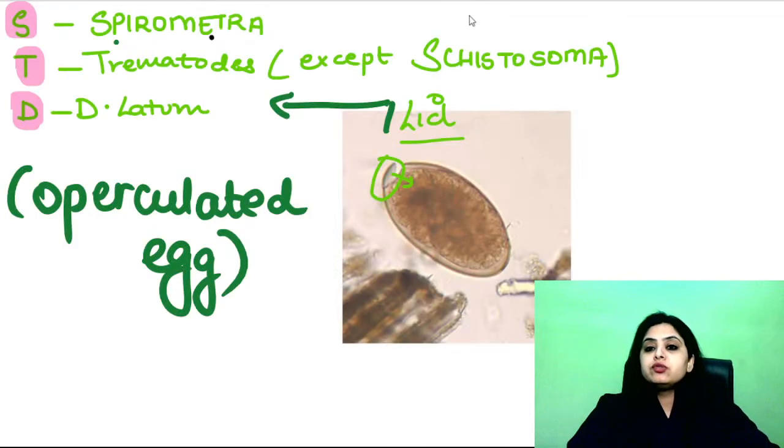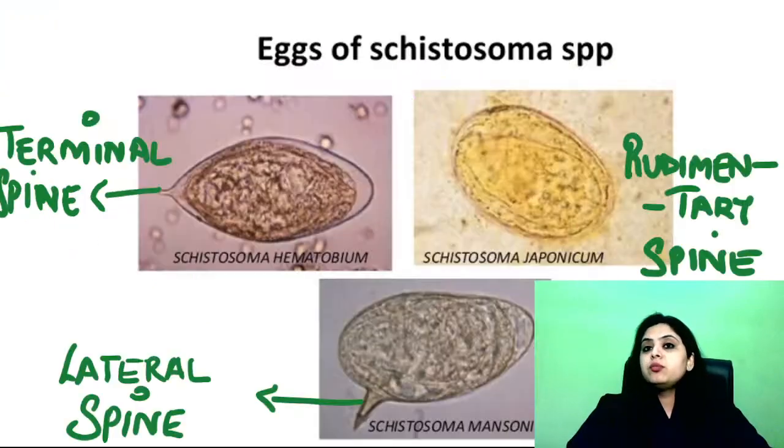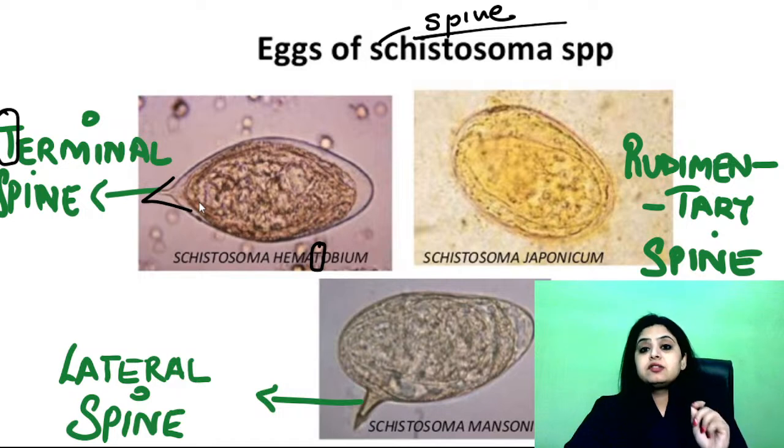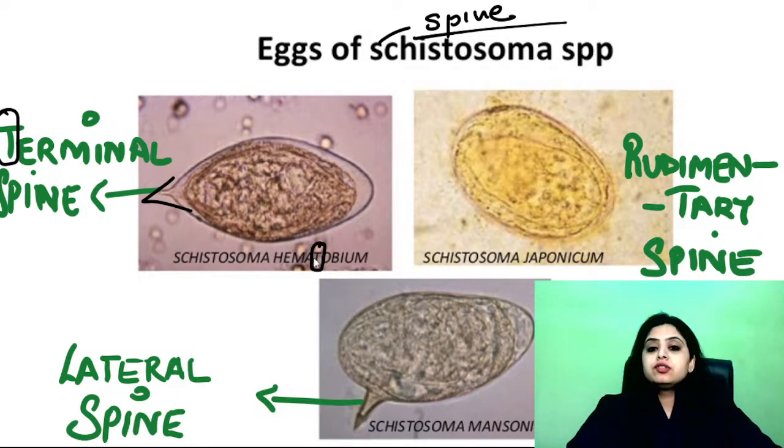So schistosoma shows you what eggs? Everyone's right. Schistosoma is going to be S, that is the spinous eggs. Schistosoma will show you the spine wala eggs, S for S. And these are the three schistosomas that you have to know. You have schistosoma hematobium. Hematobium is the only one that has a T inside it. So its spine is going to be a terminal spine. Its spine is terminal, right? So schistosoma hematobium is going to be terminal.